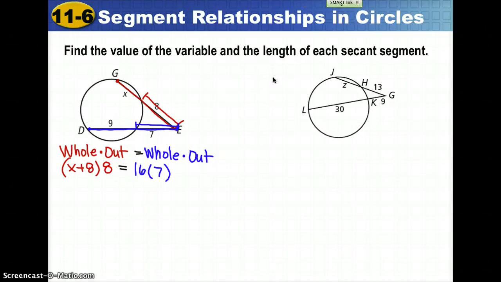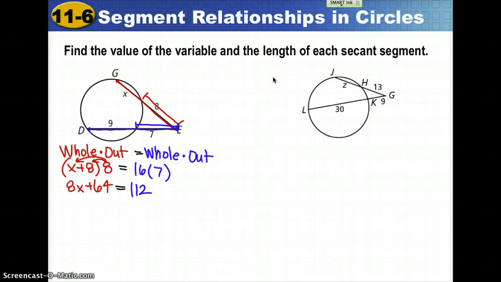Okay? So then here on the left we have to do the distributive property. Multiplication is commutative. The order doesn't matter. That means we can distribute in backwards. We'll get the same thing. 8x plus 64 equals 16 times 7. We have to get our calculators out because that is a tough one. 16 times 7 is 112.